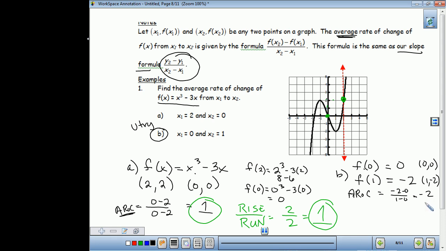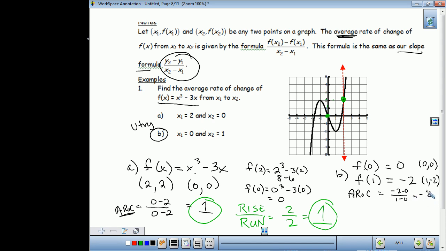Okay, so we should have gotten negative 2 on this one. So when I plugged in 0, I still got out 0, 0. When I plugged in 1, I got 1 minus 3 is negative 2. So my other point was 1, negative 2. So when I do negative 2 minus 0 over 1 minus 0, I get negative 2 divided by 1, which is negative 2.